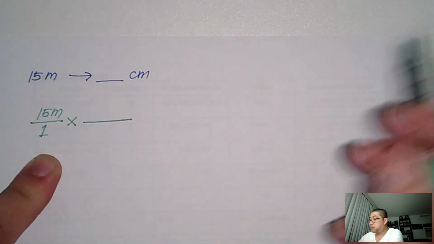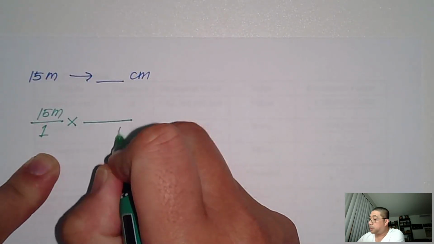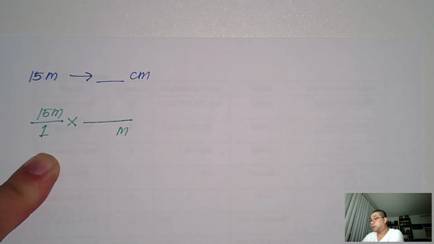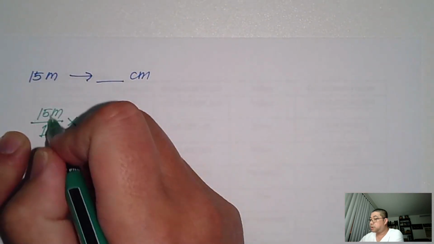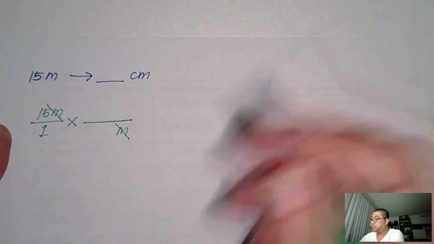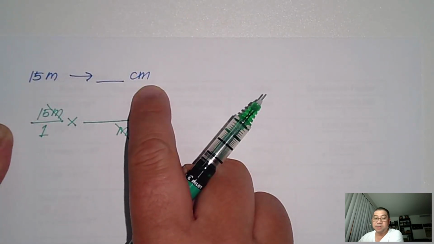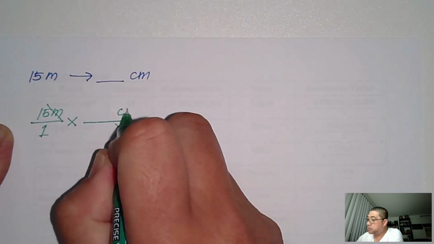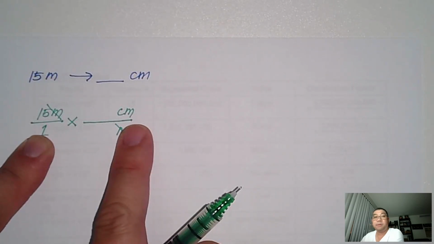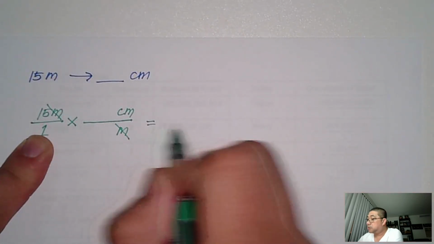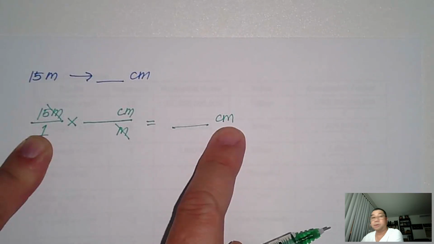Therefore, I will place meter at the bottom part, which is the inverse or the opposite side of our fraction. Opposite side of the fraction, so that's meter. You cancel out meters. And then we put our final destination. We want the answer to be expressed in terms of centimeters. So if I multiply this by any number, it will give me an answer that is in terms of centimeters, because that's already centimeters right there.